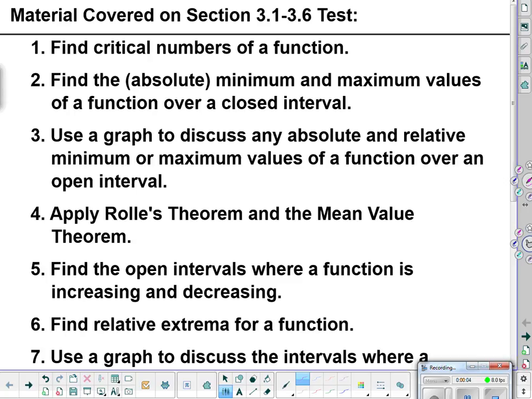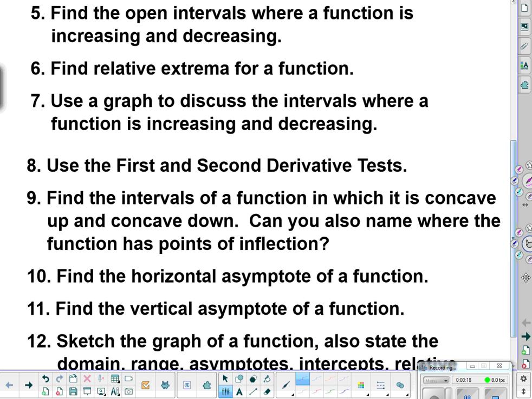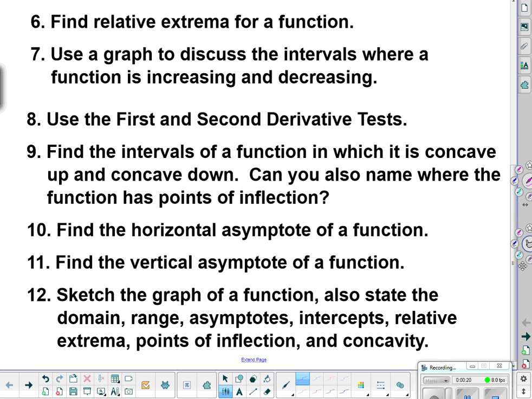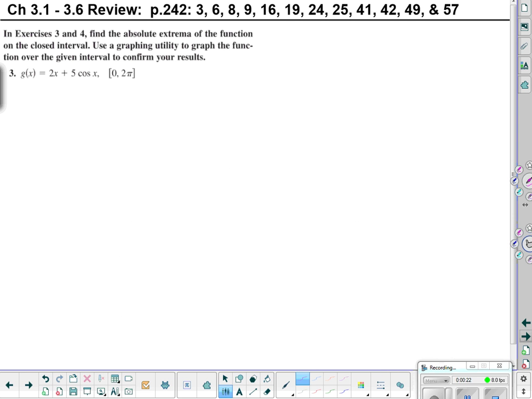Okay, this is to cover Chapter 3 and a review session going over the problems that were assigned from the textbook. We're covering sections 3.1 to 3.6, and you were given this review sheet of topics that could show up on the test. So I'm going to walk through question by question and try to help you look for solutions here.